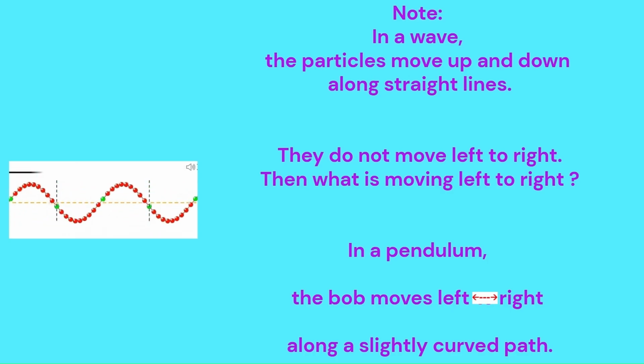Note: in a wave, the particles move up and down along straight lines. They do not move left to right. Then what is moving left to right? In a pendulum, the bob moves left to right along a slightly curved path.